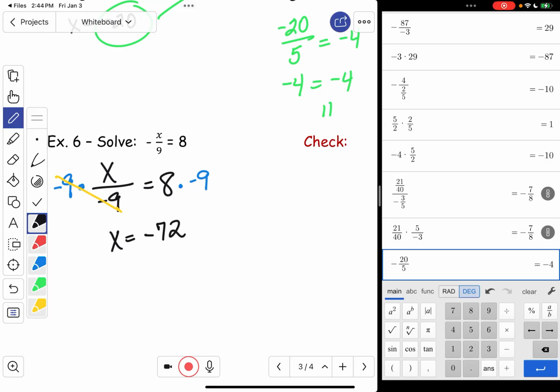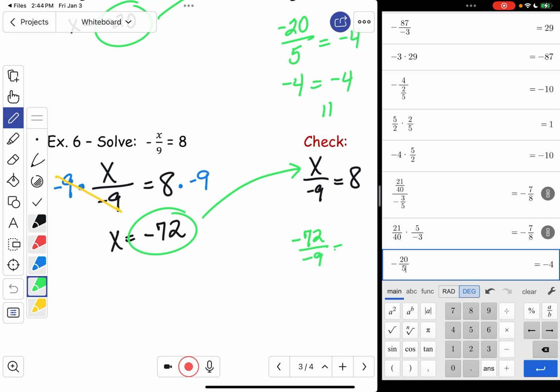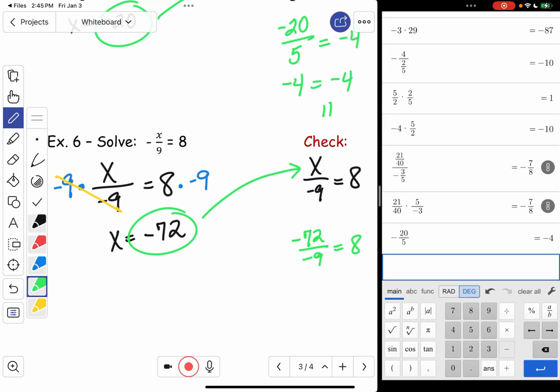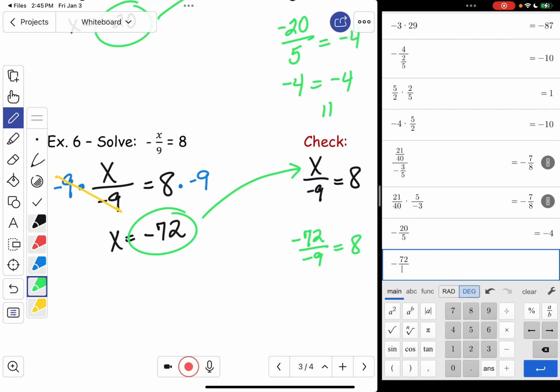-72. If we want to check our answer, let's go ahead and check our answer with this version of the equation. So we're going to substitute this in for the x. And so we're checking, does -72 divided by -9 equal 8? So using our calculator if necessary, -72 divided by -9, we get 8 on both sides, so our equation checks.